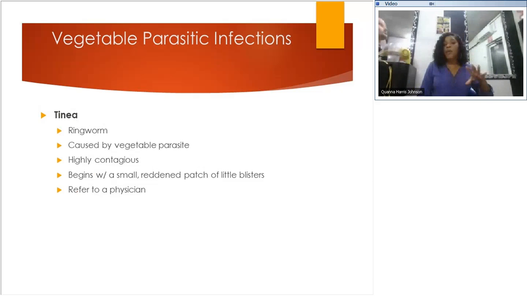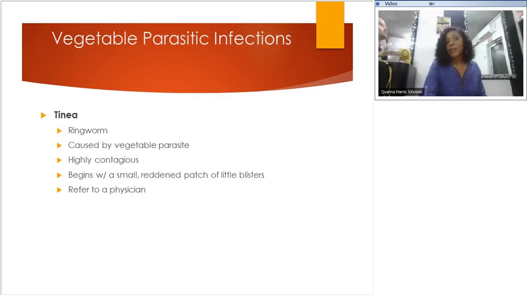The shape of it is round, small, like red patches or blisters. You should refer the client to a physician. Remember, we're not going to rub any blue on it. You cannot just treat ringworm topically. Ringworm should be treated from inside, so you're going to go to the physician to get medication to treat ringworm.